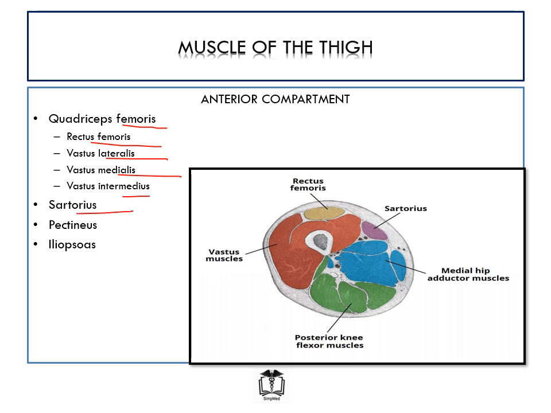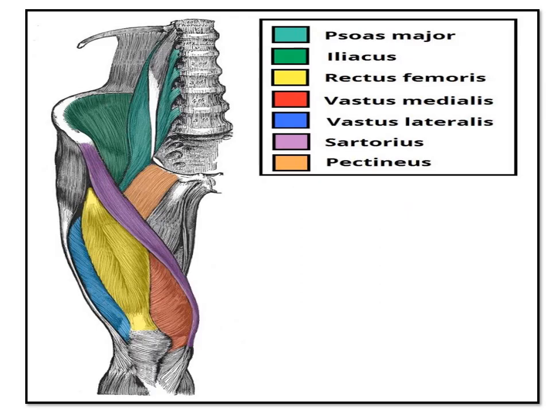Then we have the sartorius muscle, the pectineus muscle, which we talked about, and the iliopsoas. So we'll focus only on the sartorius and the quadriceps femoris because we already talked about the pectineus and iliopsoas muscle when talking about the muscles of the hip. Remember that these two muscles start from the hip and extend towards the thigh, and their function is largely at the thigh. The picture shows us the different muscles of the anterior compartment of the thigh. Starting with the rectus femoris muscle, it tends to originate from the anterior inferior iliac spine and a portion of the rim of the acetabulum.